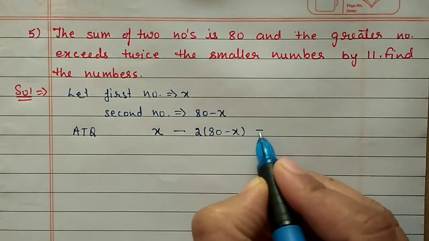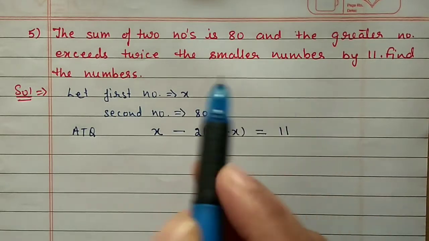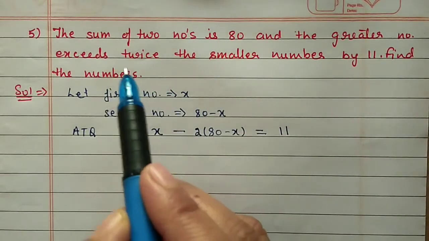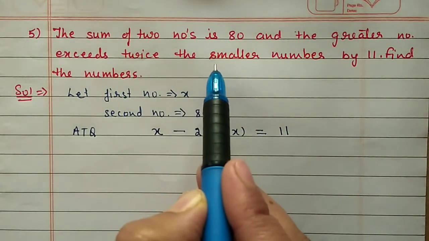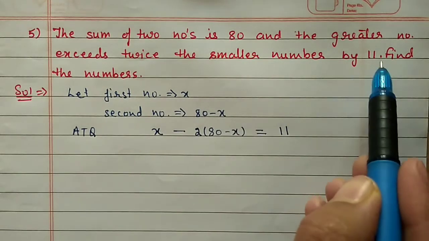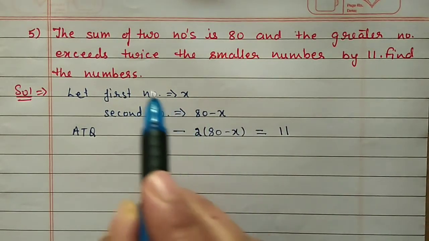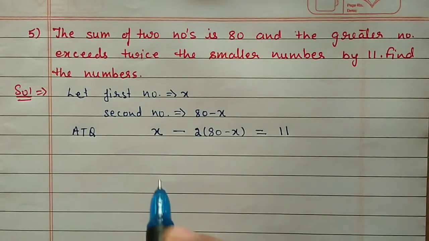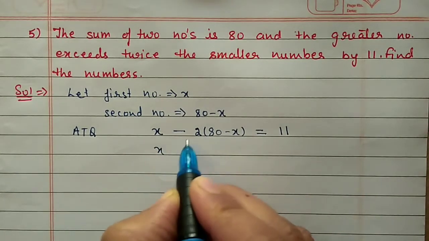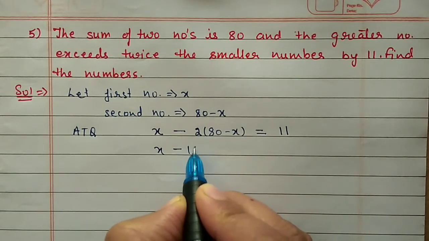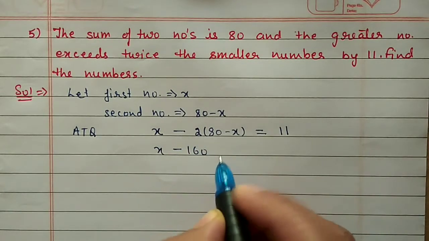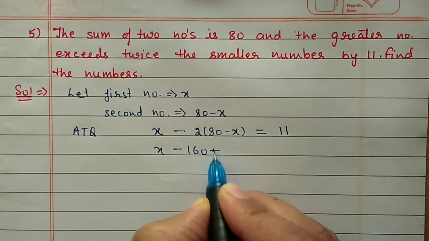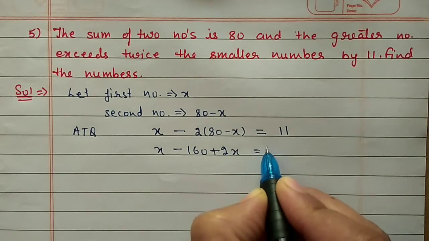By means equal to symbol 11. So it means the greater number is more than twice the smaller number by 11. So we will take here the difference. For exceed we have to put minus symbol. Now first we will remove this bracket. 2 into 80 will become 160 and minus 2 into minus x will become plus 2x is equal to 11.